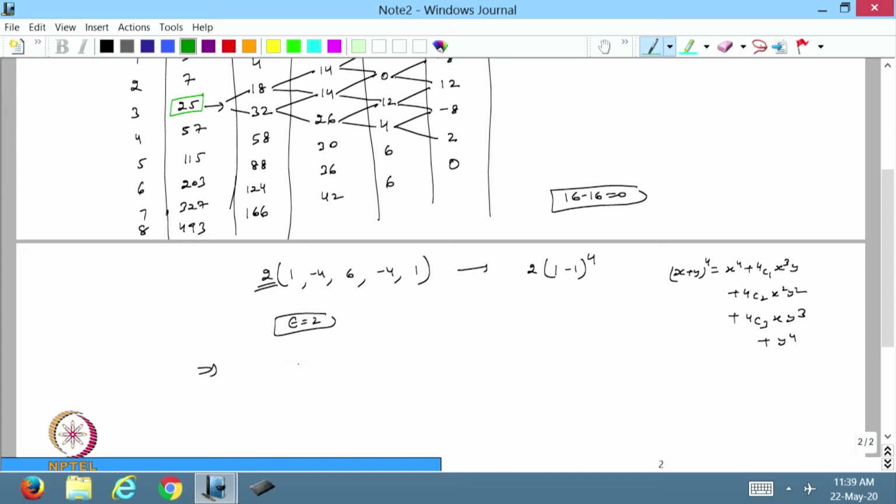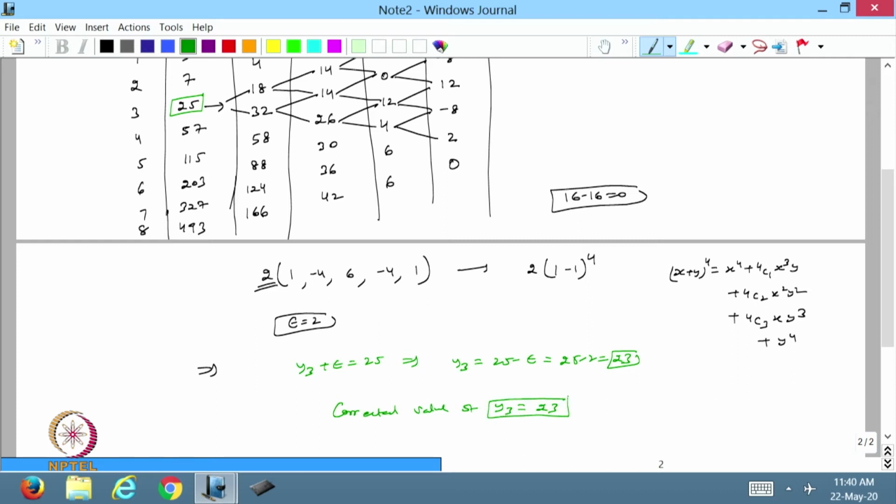So, from here I can write that y3 plus epsilon is 25, and from here my corrected y3 will be 25 minus epsilon. So, it is 25 minus 2, that is 23. So, this is the corrected value of y3, which is 23.